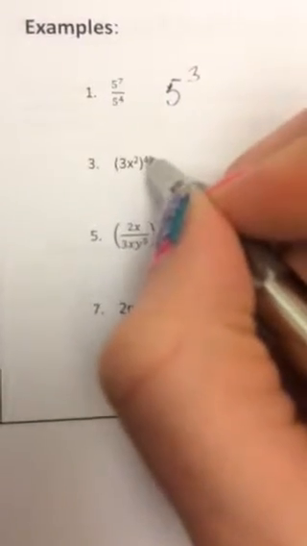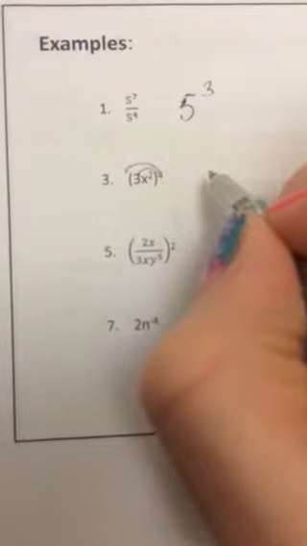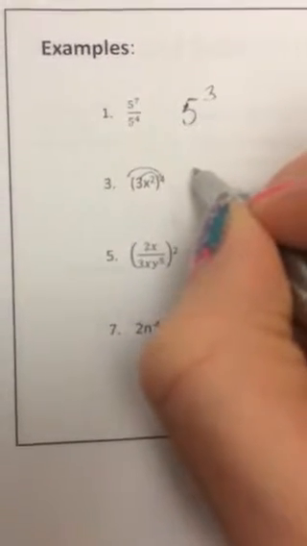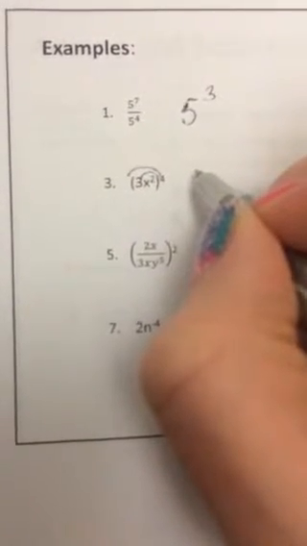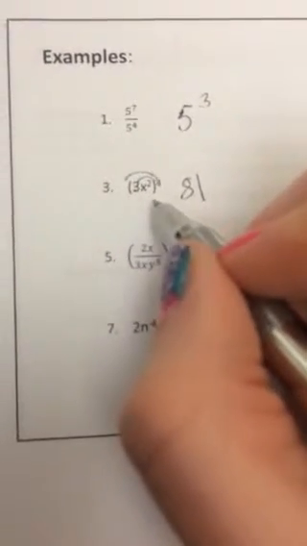3x squared raised to the 4th. So everything in here gets raised to the 4th power. 3 to the 4th, 3 times 3 times 3 times 3. Okay, that's 3 times 3 is 9, 9 times 3 is 27, so 81. That's what people, if someone makes a mistake, it's always that.